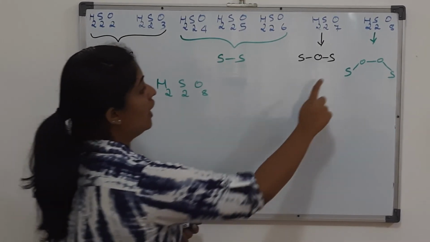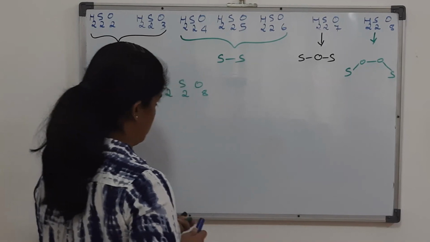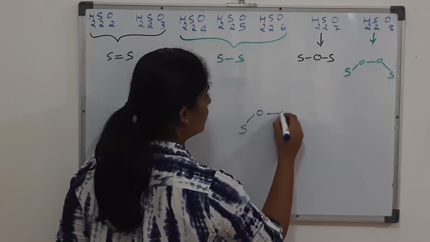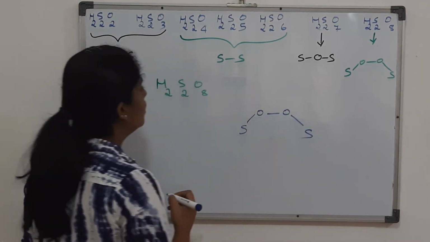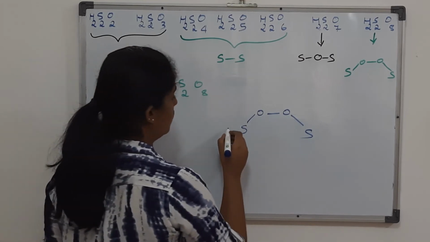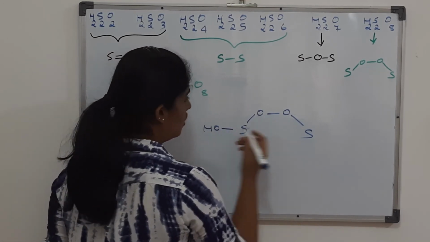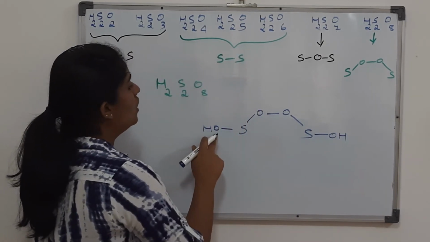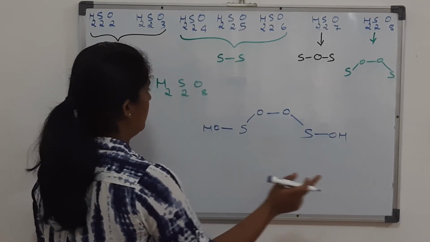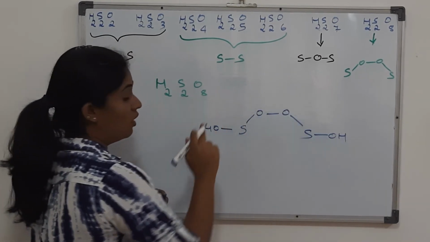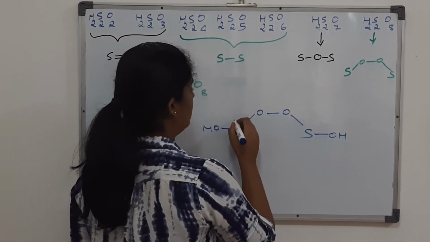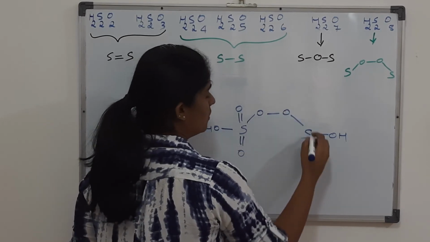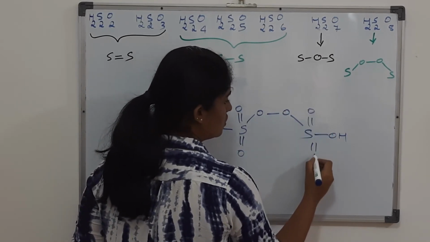This one has an SOOS linkage in its structure. So let's draw the structure. SOOS. Now what else we have to put? Dibasic. So there's one OH here and another OH here. What else is there? Now 2 hydrogens are done, 2 sulfurs are done, 1, 2, 3, 4. 4 oxygens out of 8 are done. So we have to put the remaining oxygens. The sulfur will get 1, 2. Similarly, the other sulfur also gets 1, 2.